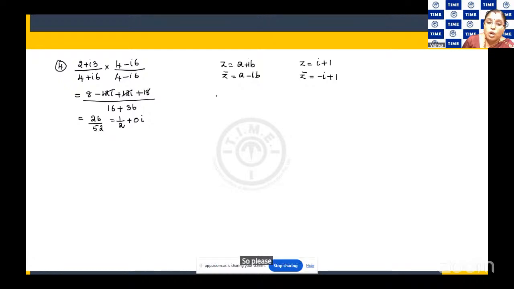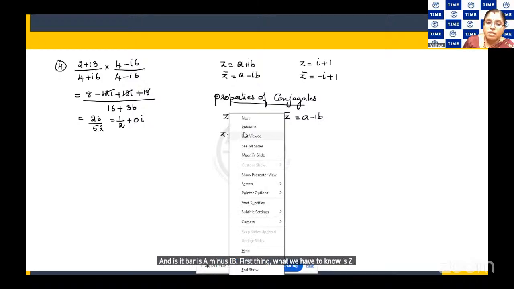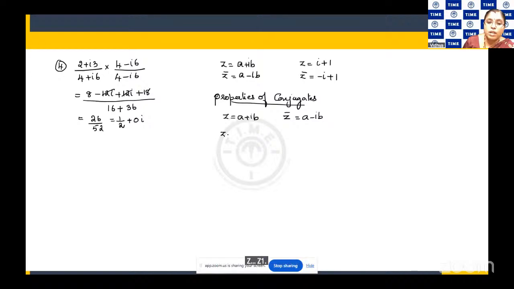Now, we need to study a few properties of conjugates also. So please note, properties of conjugates. See, as you know, if Z is a given complex number, say a plus ib, and Z bar is a minus ib, first thing we have to know is, suppose Z1 is a plus ib and Z2 is x plus iy. This is Z1 bar.